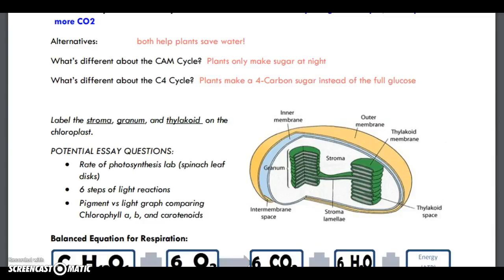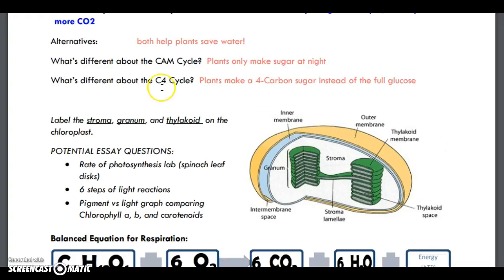Some plants don't do this, and those would be plants that need to save water. So some of them can do the CAM cycle, and the CAM cycle involves plants that only make sugar at night. Good memory trigger here. AM is morning, and that's when you want to eat plants that use the CAM cycle because they're full of sugar. C4 cycle, they make a 4-carbon sugar.